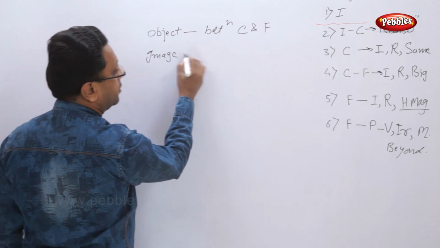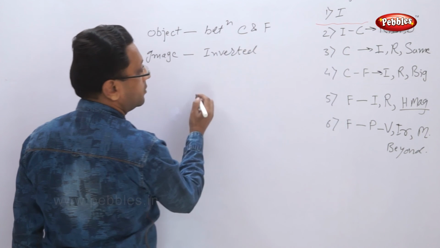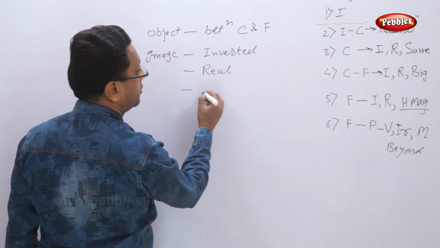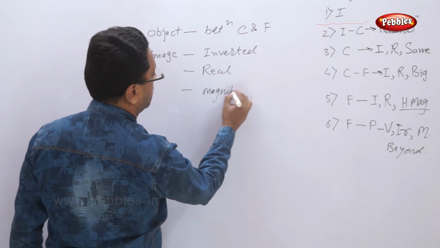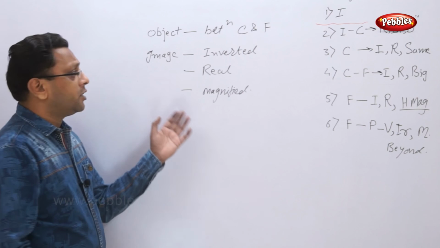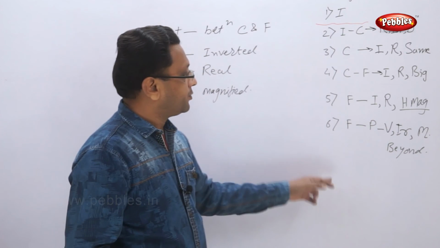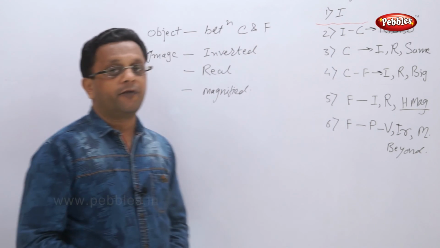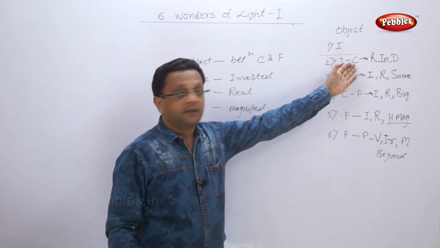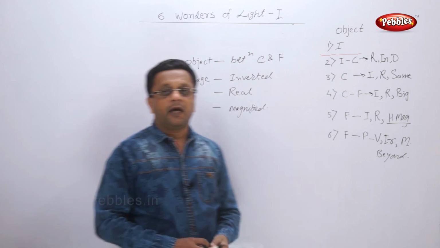Image is inverted, real and magnified. Okay, your answer should be very, very clear. Okay, don't write in short forms like this. This is just for you to remember the figures. Where the object was placed at infinity, between infinity and C, on the C, between C and F, on the F, and between F and P.